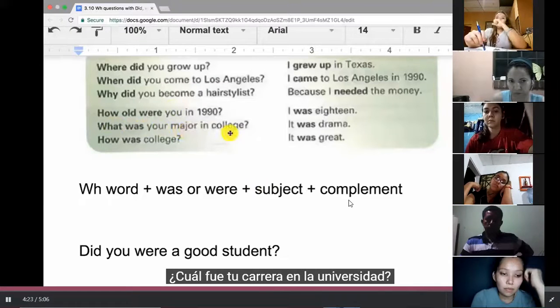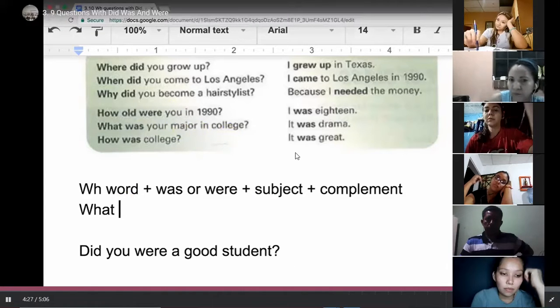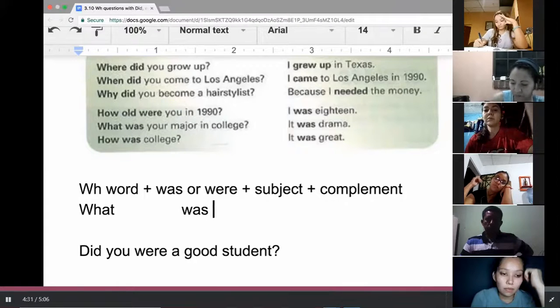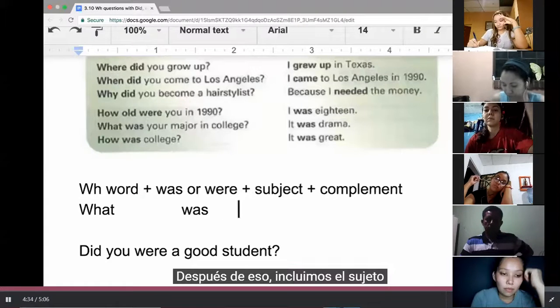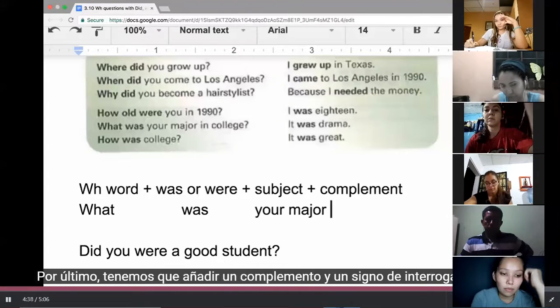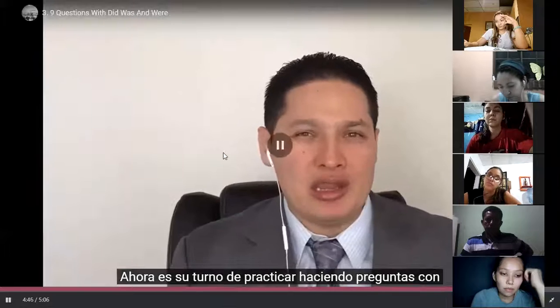Let's break down an example from the chart. What was your major in college? First, we need to add the WH word, what. Then we need to add was or were. After that, we include the subject, your major. Finally, we need to add a complement and a question mark at the end. In college. Now it's your turn to practice making questions.